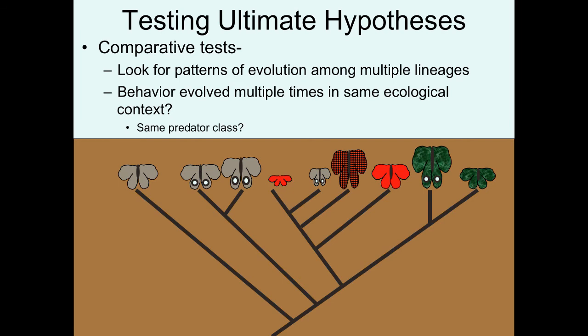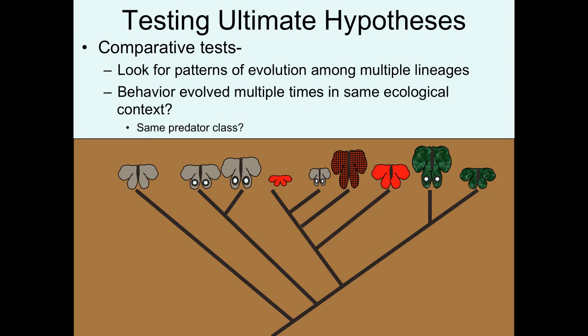Okay, the last thing I want to talk about is using comparative methods. And again, in comparative methods, what you're doing is looking for patterns of evolution among multiple lineages. You're looking for increases or decreases through evolutionary time, or patterns of convergent evolution in the same ecological context. So in this case, we want to know, does the behavior, using wing spots as a potential way of deterring predators, is it used in the same ecological context? In this case, the same may be predator class.